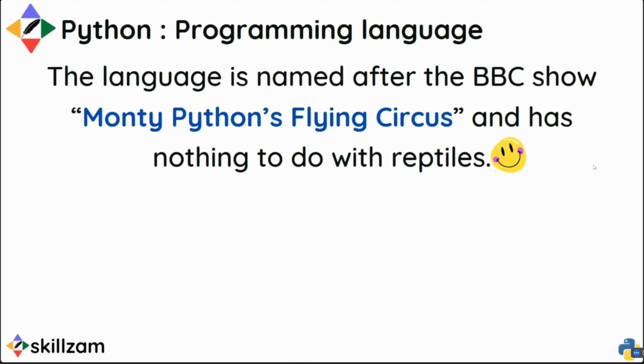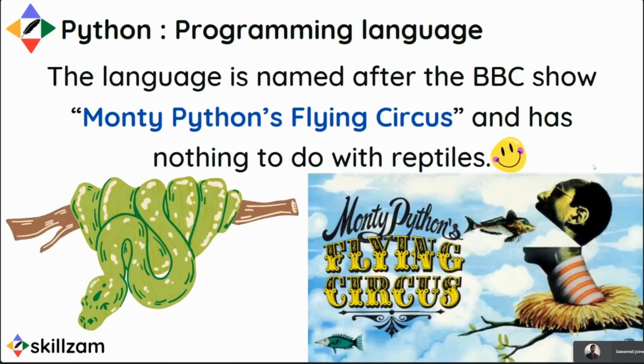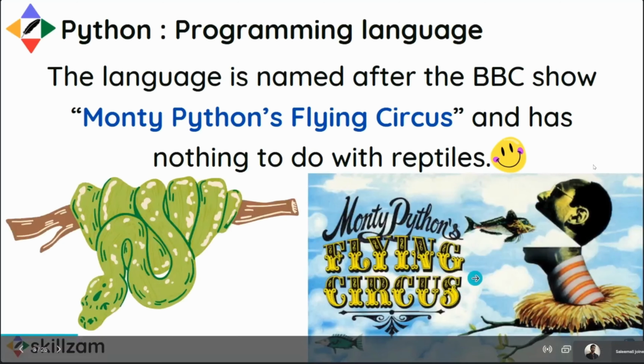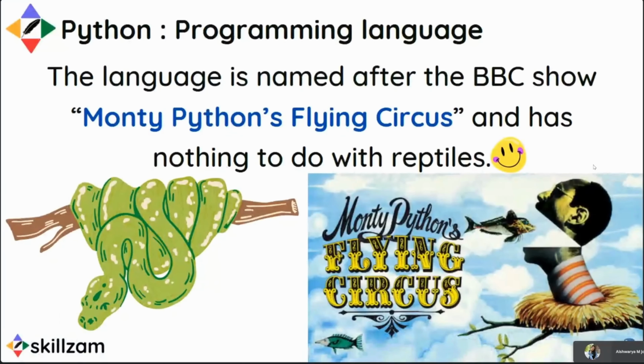And the founder, Guido, was trying to use this particular word for the programming language that he released at that point in time. So it has nothing to do with reptiles or anything like that sort. It is just an inspiration from the BBC show called Monty Python's Flying Circus. Okay, so this was the show at that time, and it has nothing to do with the python snake. Okay, it's simply a programming language.